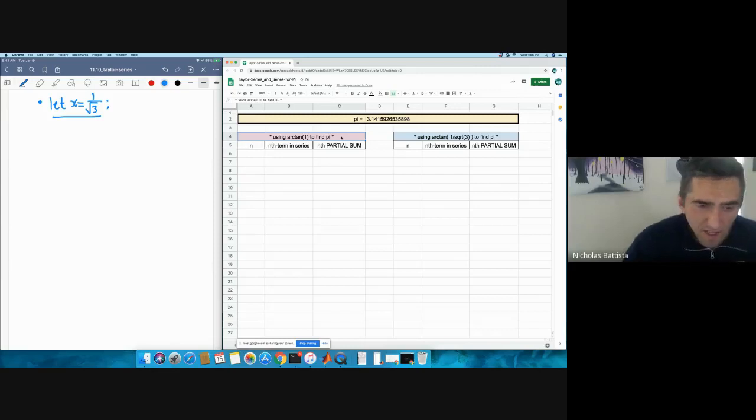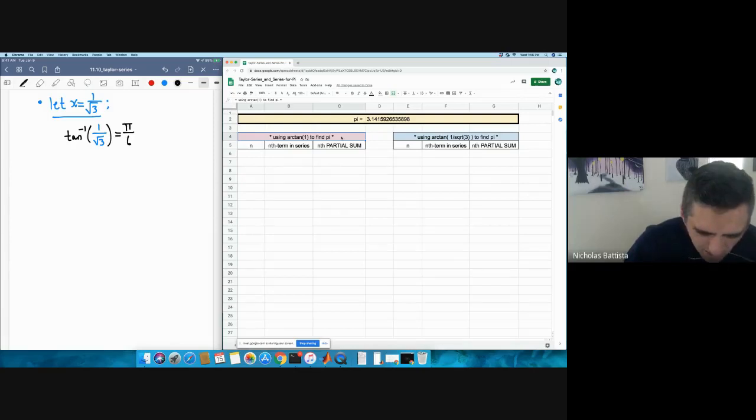And this one might not be as obvious, but if we let x equal 1 over the square root of 3, what really helps here is knowing our unit circle values. We're investigating, well, the arctangent then of 1 over root 3, which is actually equal to pi over 6.